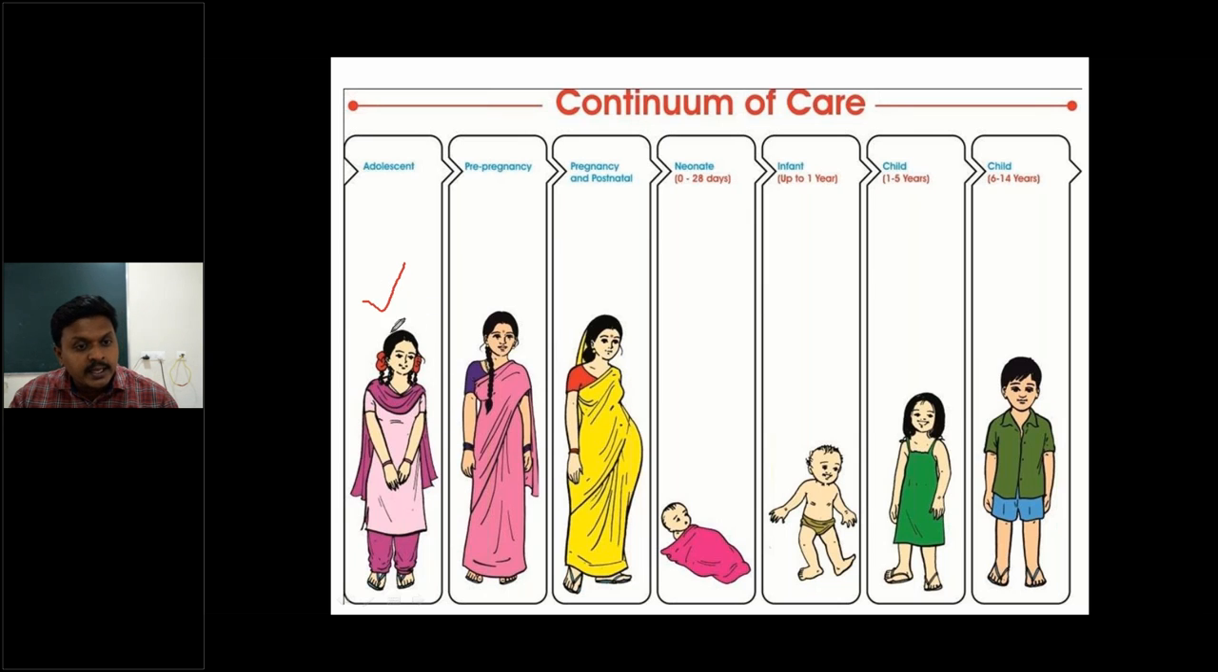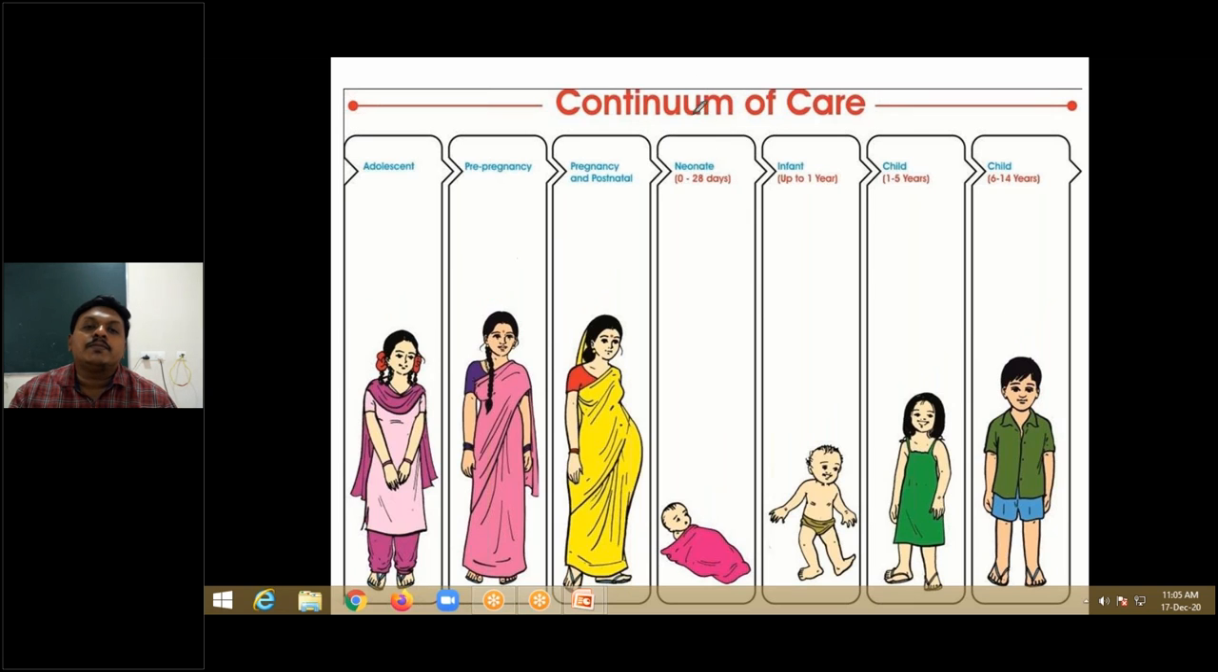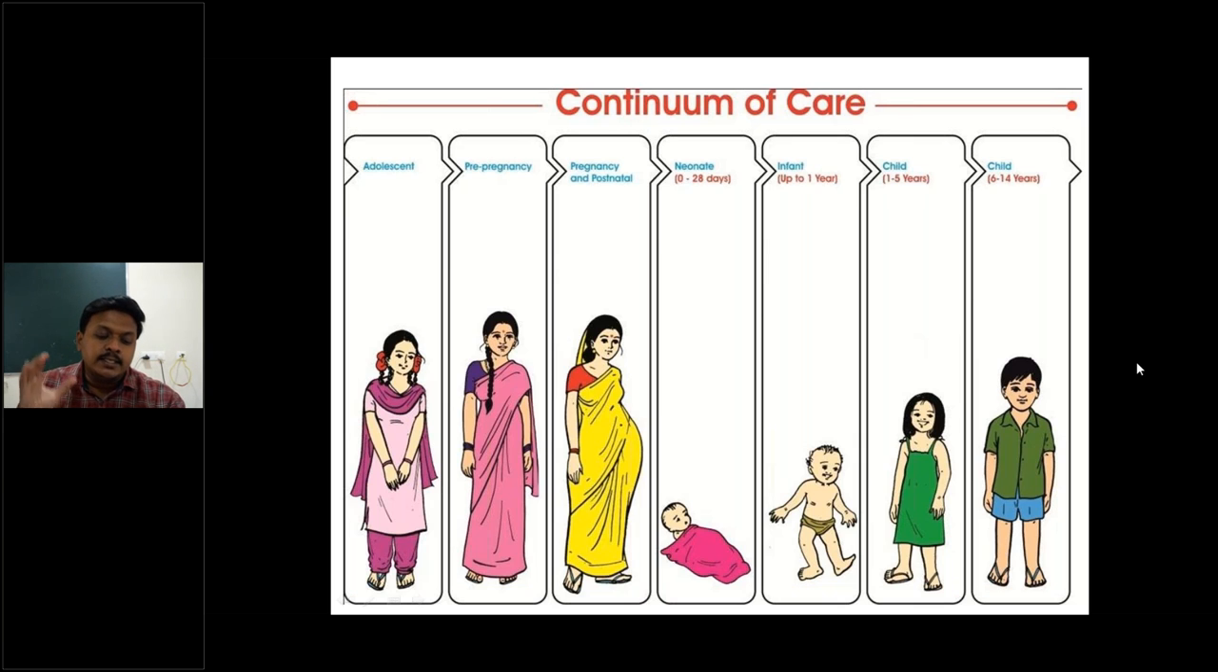So if you take care of adolescent health, people will definitely have a good reproductive phase, then a good pregnancy and postnatal phase. Then the neonates will also be in good health, even under 5, and even up to 14 years they will have good health. That's why we have to take care of all these stages. That is the term meaning continuum of care approach.